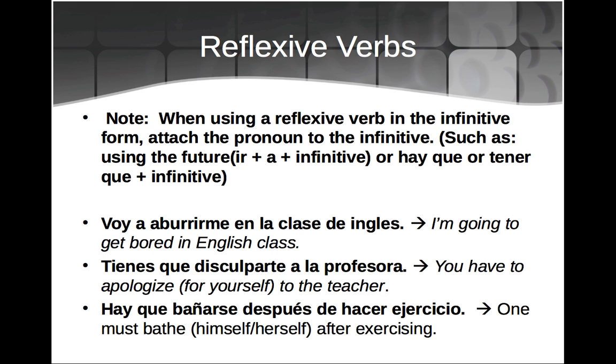Another example is one must bathe oneself after exercising. And if you notice, I didn't do anything to the verb bañarse. Why? I didn't even change the se. Well, there is no subject. Yeah, the one is one must. There's no subject there. Or you would leave it the same if it was the he or she form. She must bathe herself after exercising. Ella tiene que bañarse. So we will be practicing with this a lot more later on.